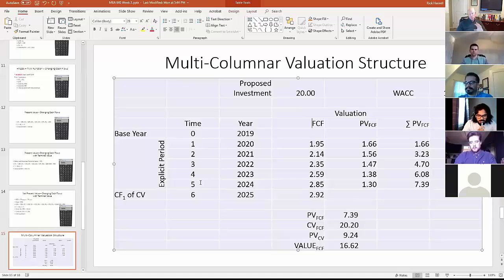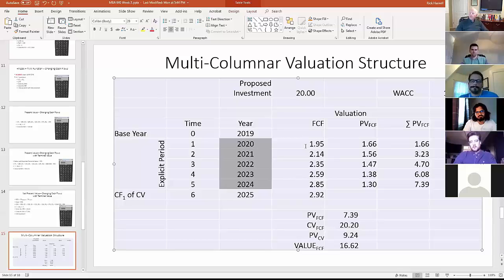We're going to talk about explicit and continuation in a minute, but I'm expressly or explicitly forecasting cash flows for years 2020 through year 2024. And you're going to see in a few moments that I used a growth rate, I think it was 8.6%, something like that, to get here. And you'll see next week how we forecast these cash flows. But we're just going to accept I have forecast them.